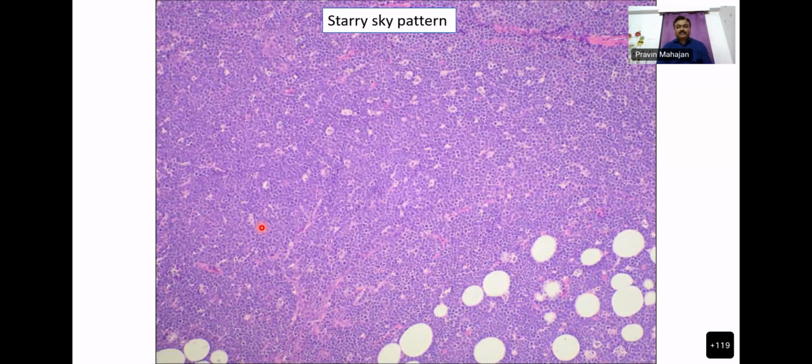Now, this is a very famous starry sky pattern. Everybody likes it, students, and we always associate it with Burkitt lymphoma. Yes, this case is a Burkitt lymphoma. It looks like this because it's so monomorphic, with intermediate size cells and evenly dispersed histiocytes. So that's what gives it a starry sky pattern. But starry sky pattern is not only seen in Burkitt lymphoma. Any high-grade lymphoma can show you a starry sky pattern, be it a lymphoblastic lymphoma or a high-grade large B-cell lymphoma.